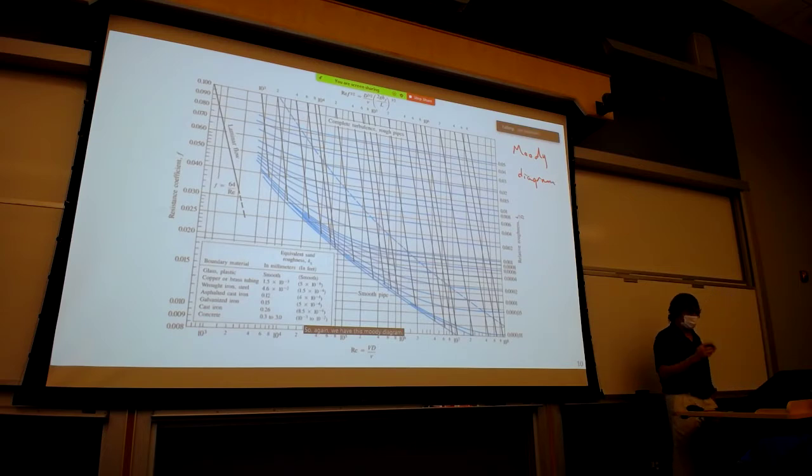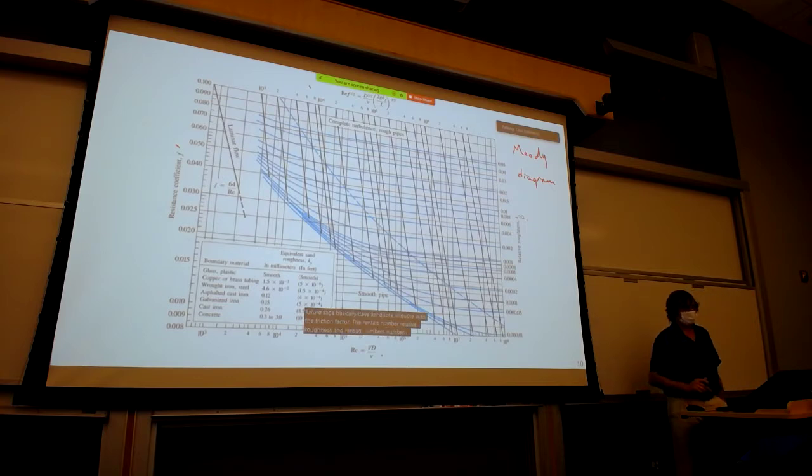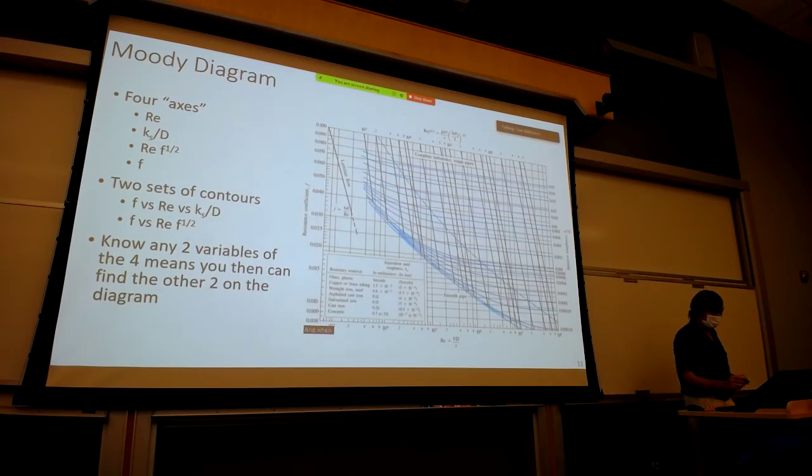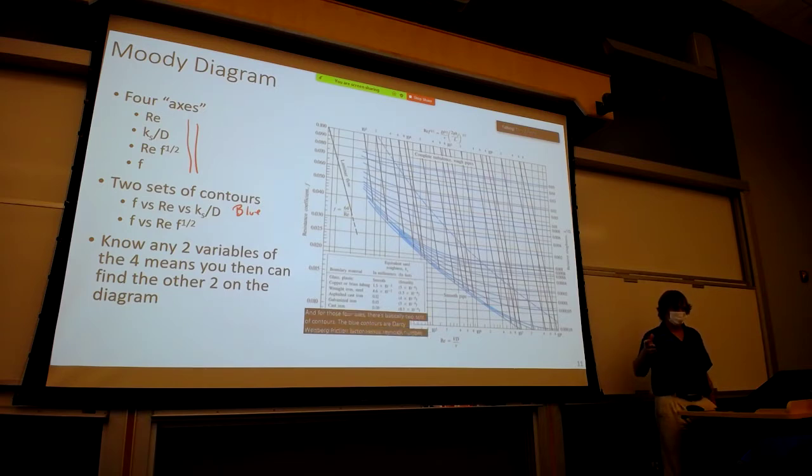And again, and this will be on a future slide, it basically has 4 quote-unquote axes. The friction factor, the Reynolds number, the relative roughness, and Reynolds number times friction factor to the 1/2. And what you see are these 4 axes, as I just identified. And for those 4 axes, there's basically 2 sets of contours. The blue contours are Darcy-Weisbach friction factor versus Reynolds number versus relative roughness.